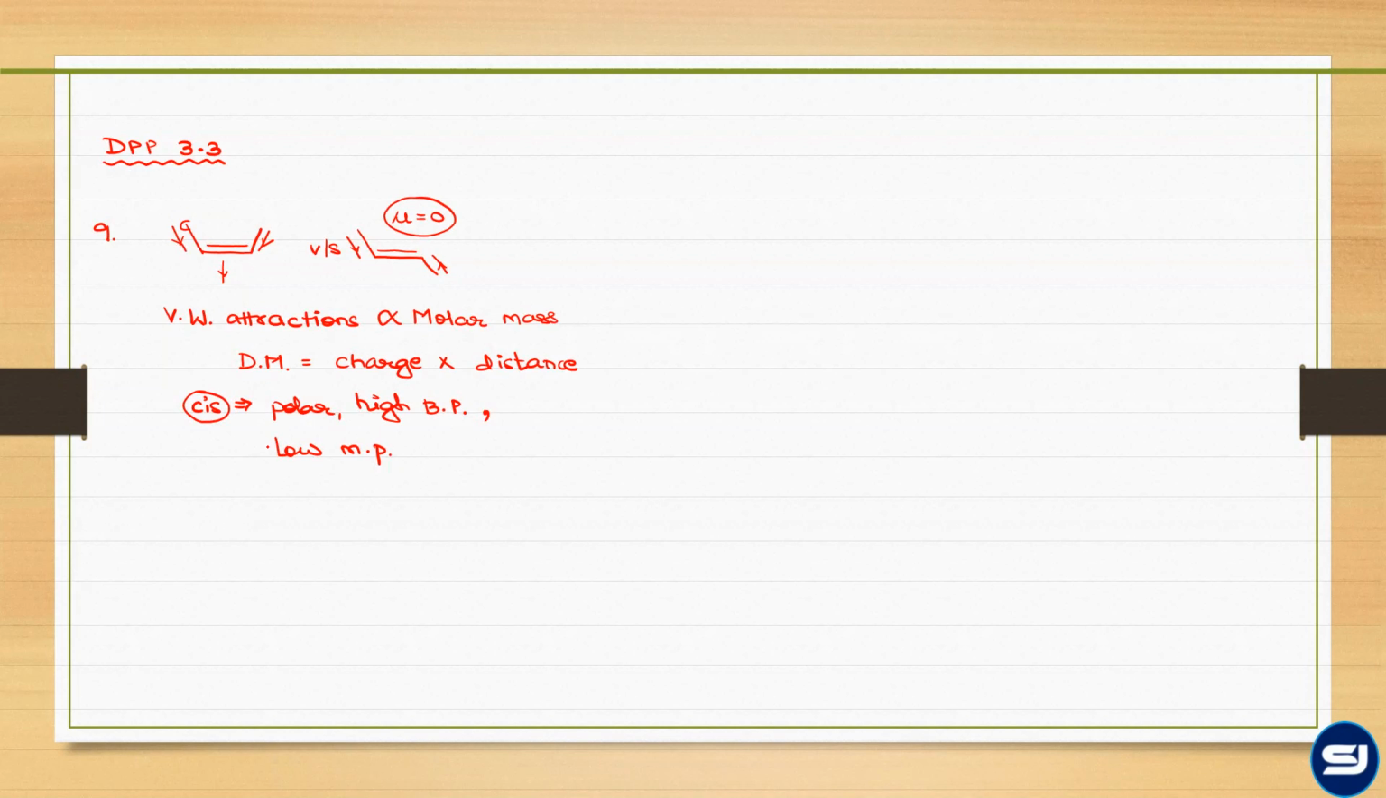So the answer is option B. Both isomers have similar van der Waals attraction, which is dependent on molar mass, but only the cis has the dipole attraction because the trans has a zero dipole moment. Hence, the answer is D.